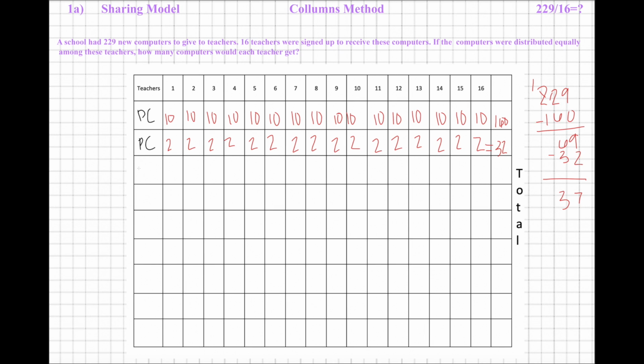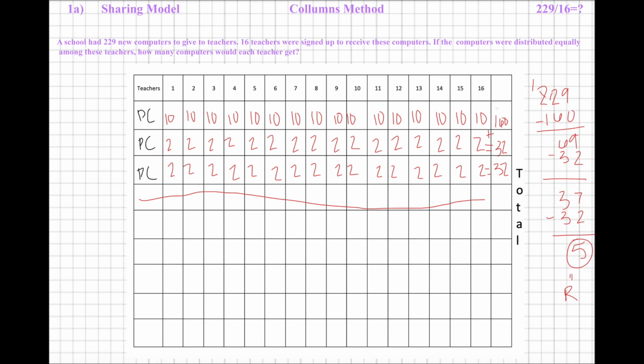So I'm going to go ahead and do another row and give each teacher 2. Again, this should equal 32 because we know that from before. And when I subtract 32, we're left with 5. Since I have 16 teachers, there's no way that I'm going to be able to create another column where they each would get one, so 5 is going to be my remainder.